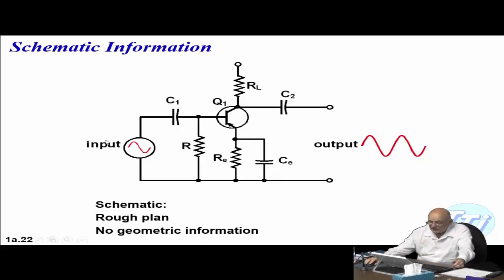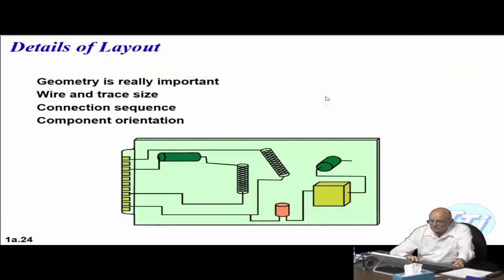Many times when you lay it out on the card the way it is in the schematic, it'll cause a lot of interference. So when it comes to layout, the geometric aspect is really important. How big are the wires? How wide are the traces? How narrow are the traces? Where is the return for that particular current flow? What is the connection sequence you're going to go through? And of course, the component orientation.